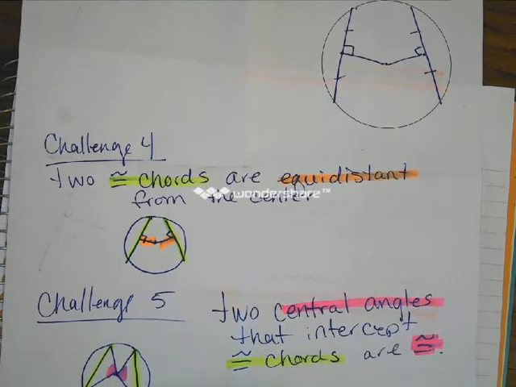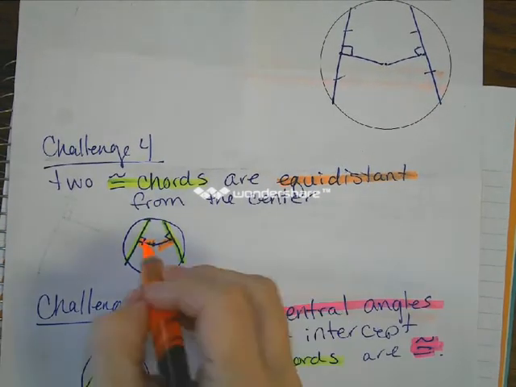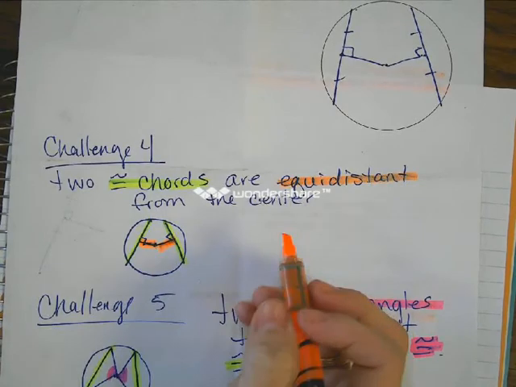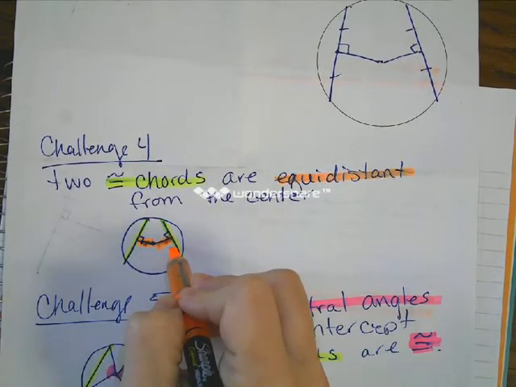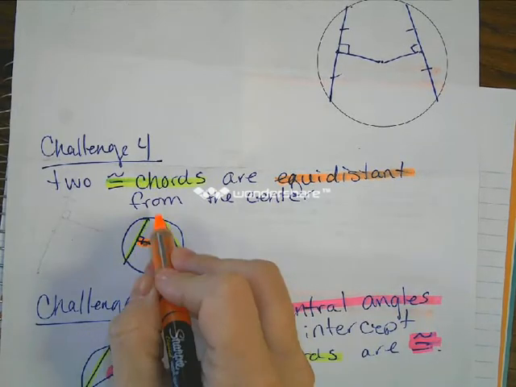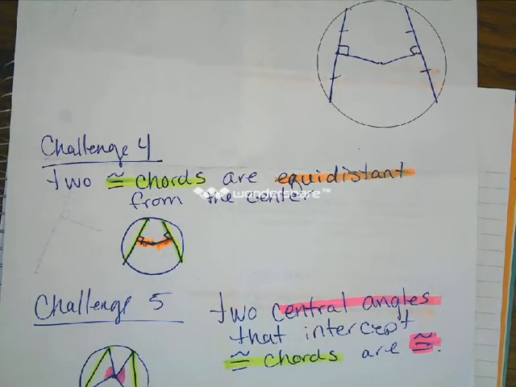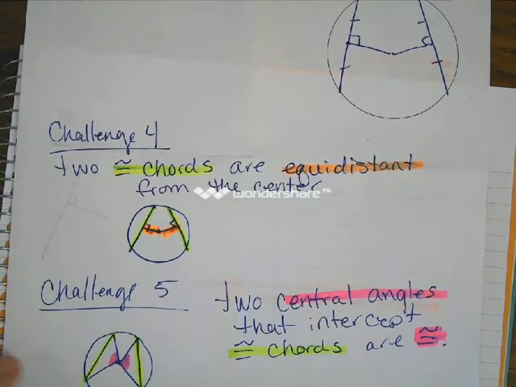And then I added 2 challenges to this one. We did 2 congruent chords and we found out that they were the same distance from the center. Equidistance means the same distance. So if the yellow is equal, then the orange is equal, and vice versa. If the orange is equal, then the yellow is equal. I color-coded this so hopefully it'll make sense when it comes test time.